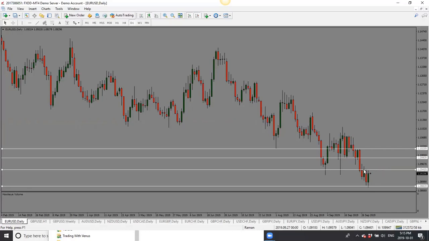But like I said, if it goes through the high for today's candle, then the next target is 1.10 and then 1.1020. So neutral bias for euro dollar.